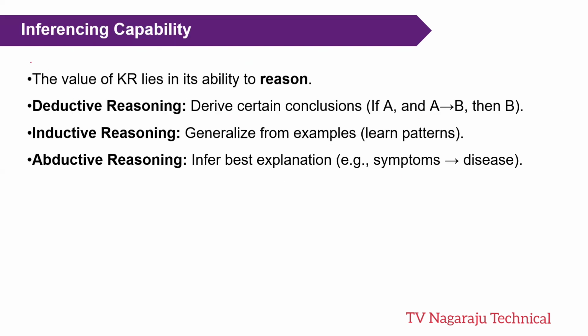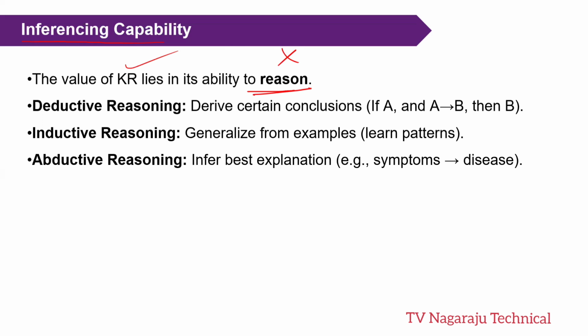The next issue is inferencing capability. Inferencing capability means we are representing the knowledge. That representation is only useful when, based on the representation, you are making any decision or we can reason with it. Suppose I am representing some data, and from that I am unable to understand or reason anything, that representation is not at all useful.